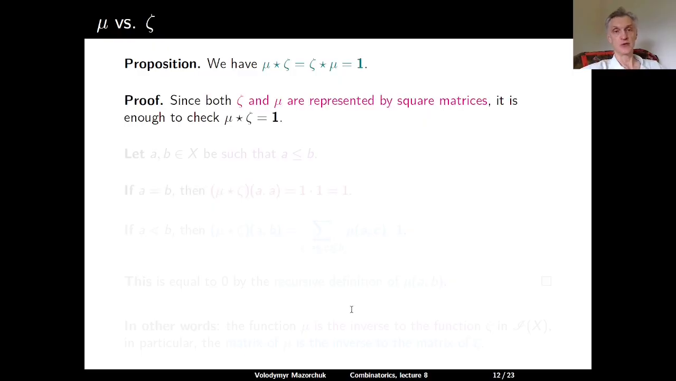Proof. Since both zeta and mu are represented by square matrices, it's enough to prove that their multiplication in one order is the identity. So we prove that mu times zeta is the identity. Let A and B be two elements in X such that A is less than or equal to B.